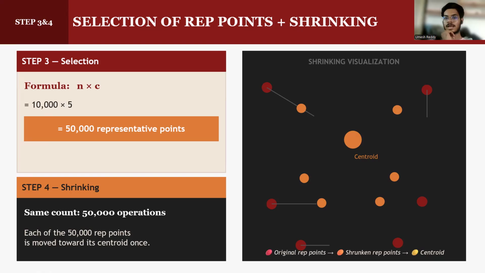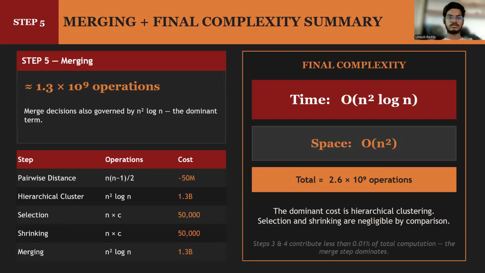If you see here in the diagram, the red color represents the selection, and the peach color represents the shrinking points. At the center is the centroid, and around the center there are some points which represent both selection and shrinking. So this is about the selection and shrinking process.